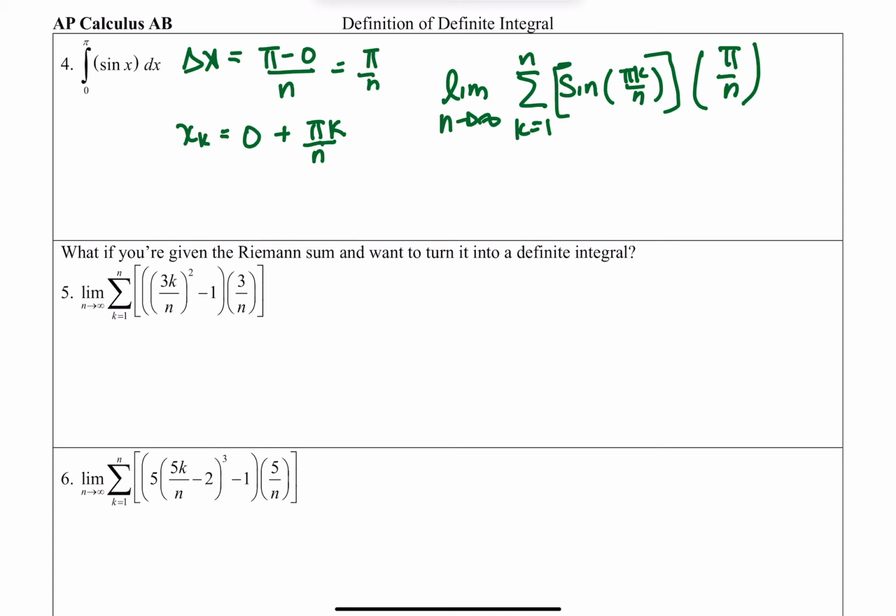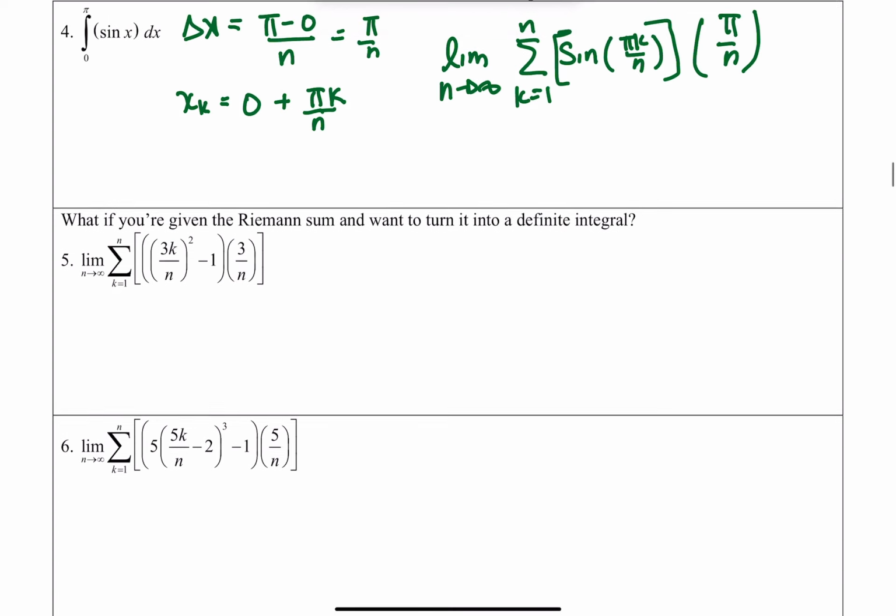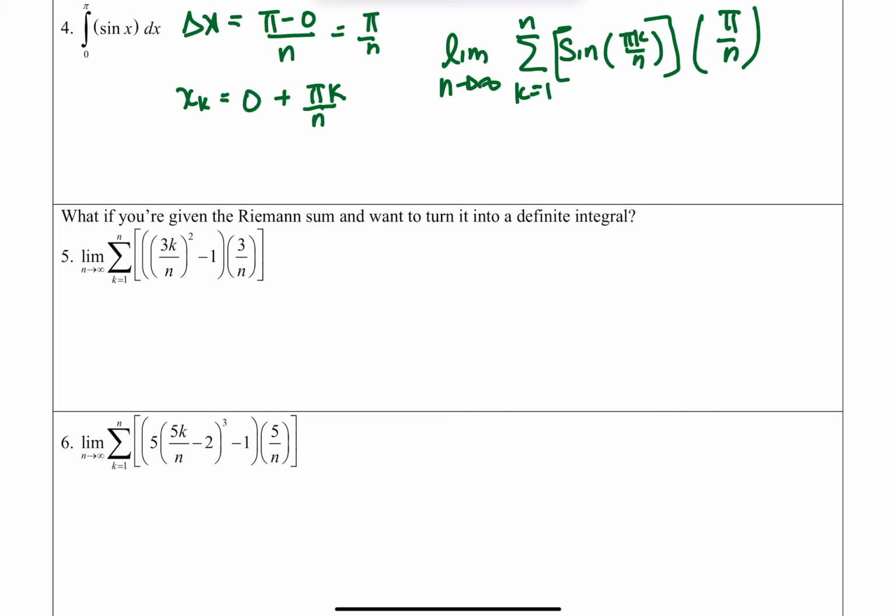So, what if we're given the Riemann sum and we want to turn it back into a definite integral? So looking at number 5 right here, we have the limit, and we have a couple of things that we notice. We have 3k over n squared minus 1, and then 3 over n. Well, this thing right here at the end will always represent my change, my delta x. So my delta x is going to be 3 over n.